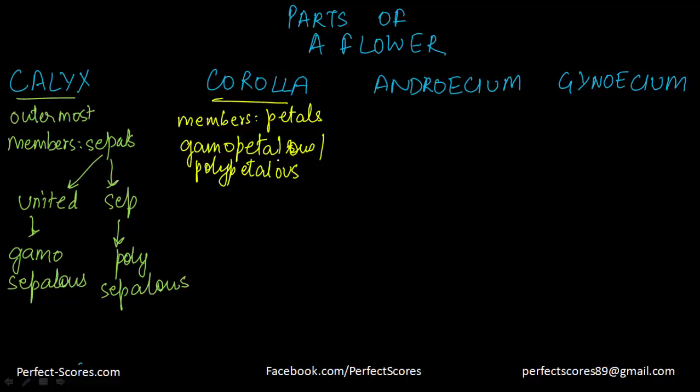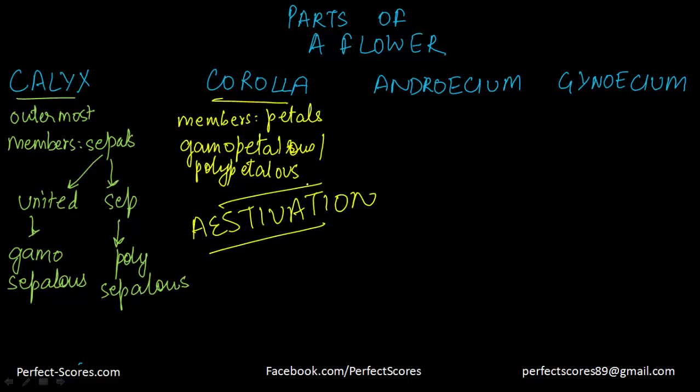Now estivation is there, that is the mode of arrangement of the sepals or petals, and that is something that we will be doing after we discuss the androecium and the gynoecium in a little brief time. So you'll be doing estivation also. Estivation is nothing but how the sepals and the petals are arranged with respect to other members of the whorl.